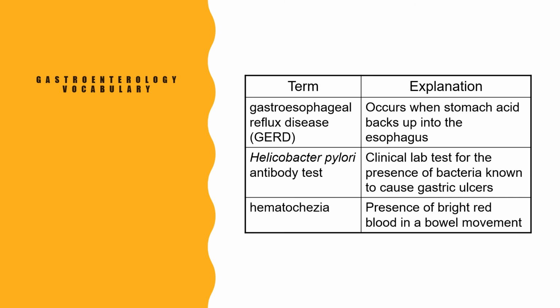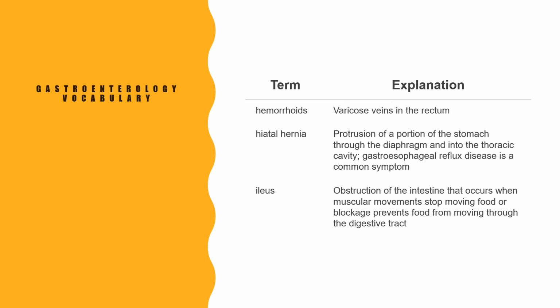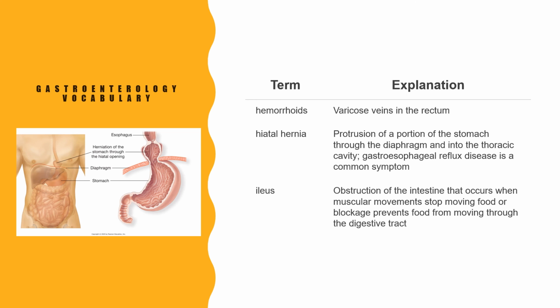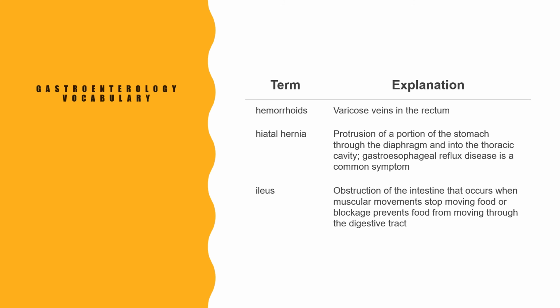Hematochezia is the presence of bright red blood in a bowel movement. Hemorrhoids are varicose veins in the rectum. A hiatal hernia is a protrusion of a portion of the stomach through the diaphragm and into the thoracic cavity. Gastroesophageal reflux disease is a common symptom of this type of hernia.